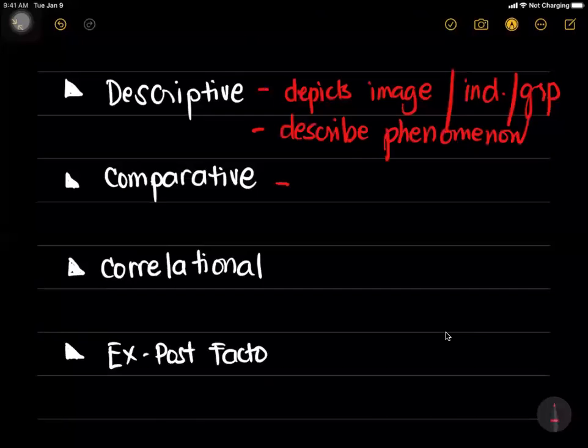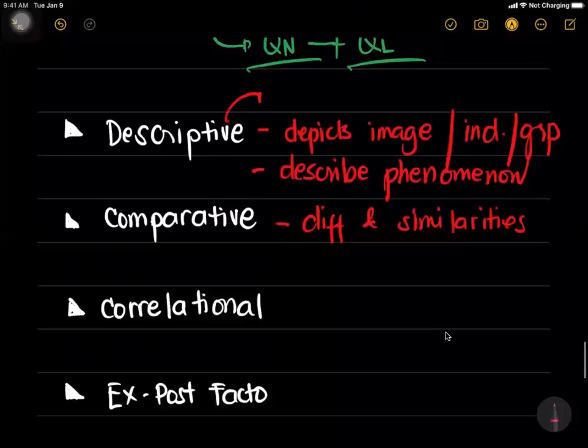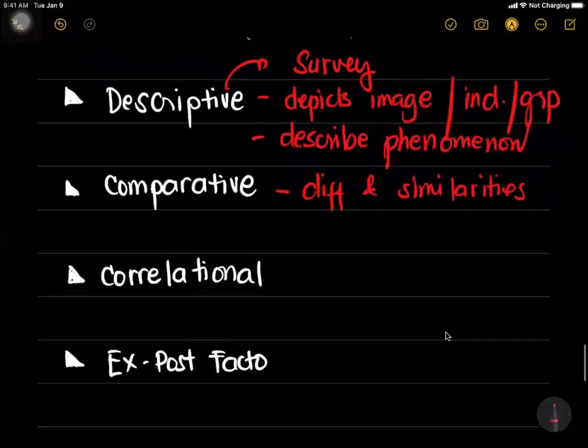And comparative, what you do here is differences and similarities, from the name itself. Differences and similarities between people, objects, or things, or within the phenomena. And correlational, oh, by the way, I forgot. In your descriptive, we can also do surveys here. Survey is actually more of an approach rather than a design. Survey is like a data collection approach where you get to ask a certain group of people and then quantify the frequency of their responses.